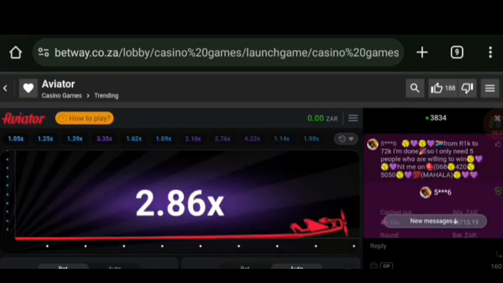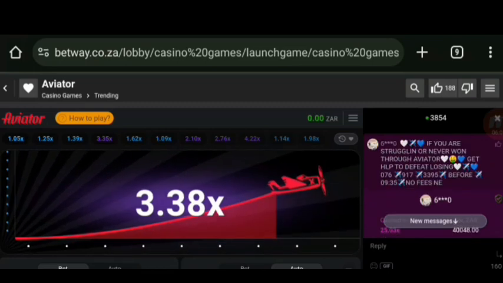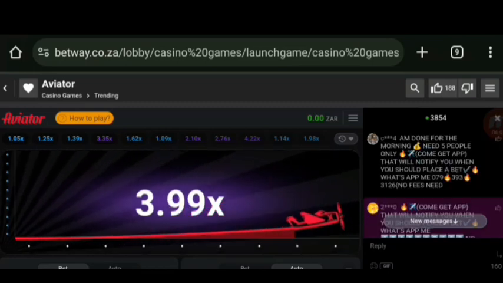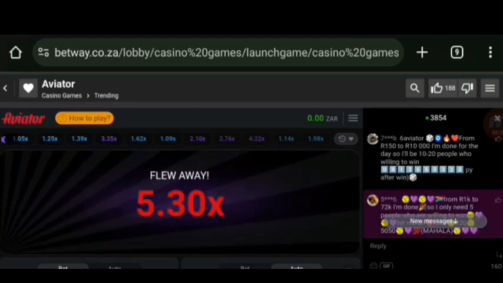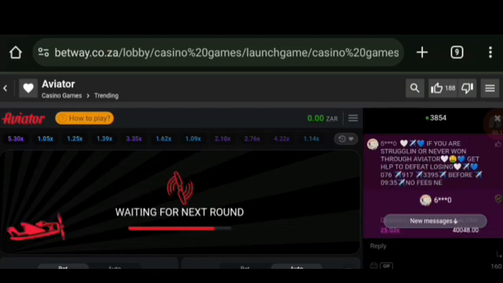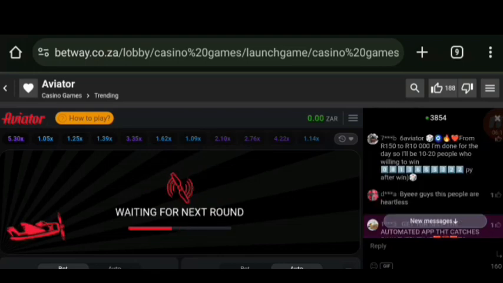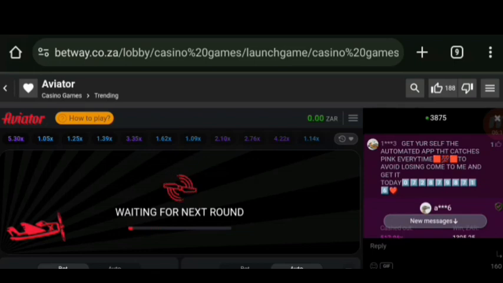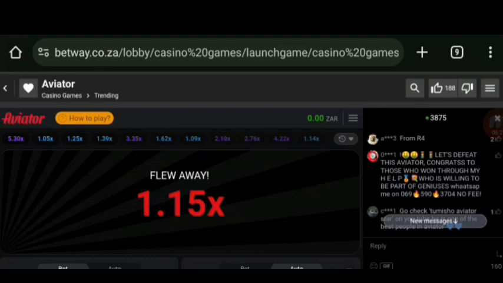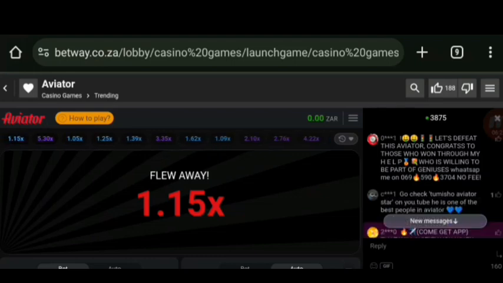Let me recap what I said about the strategy, the martingale strategy. With the martingale strategy, you always double up every time you lose. With this strategy, we're going to be using a 1k balance, playing with 10 bucks, 10 rand. Every time we lose, we double up. That's why we're playing with 10 bucks, not more.